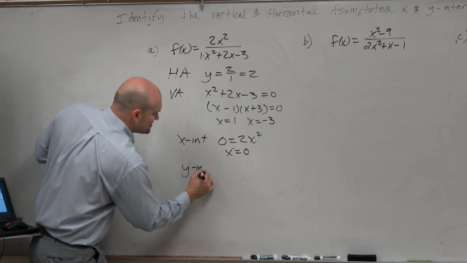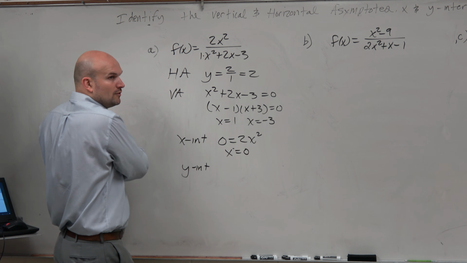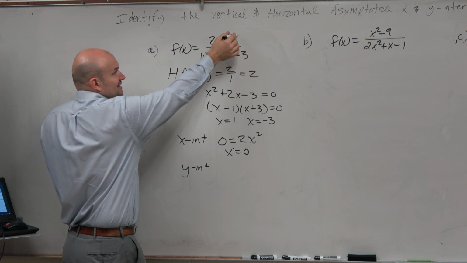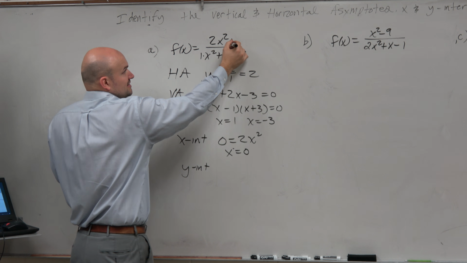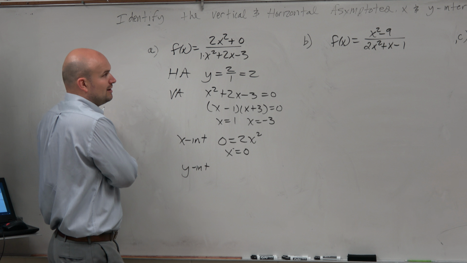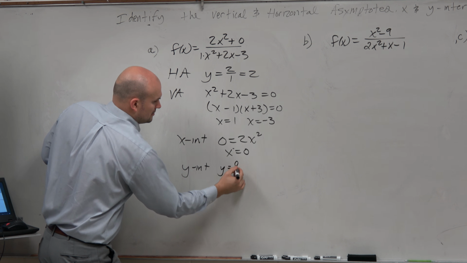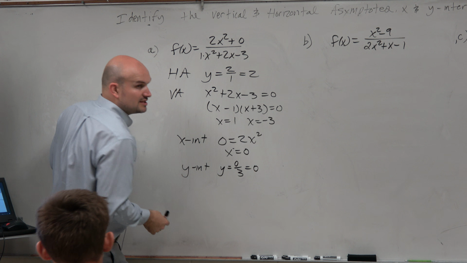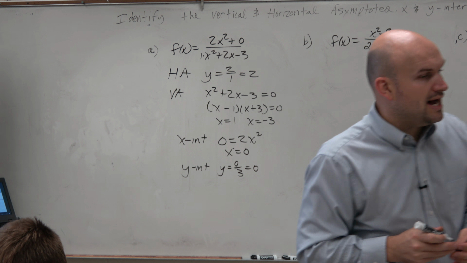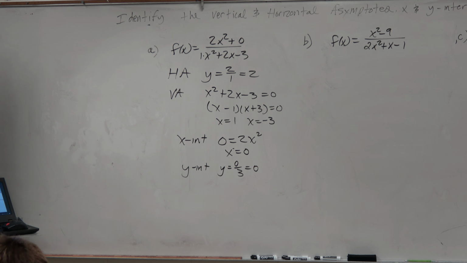For the y-intercept, I could plug 0 in for x and solve for y. But what I notice is it's going to be constant over constant. I don't have a constant in the numerator, so I can use 0. So what happens when I have 0 over 3? Which is just equal to 0. Okay? So now let's take a look at the graph and confirm our answers.